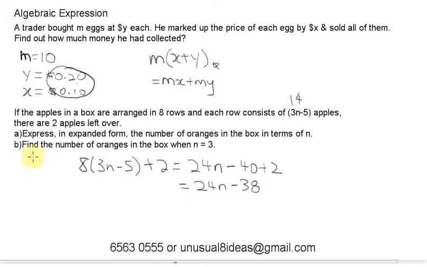For part B, find the number of oranges in the box when n is 3. Now in this case, I would think it's a lot easier if we take n as 3 here. If n would be 3, 3 times 3 is 9. 9 minus 5 is a 4. 4 times 8 is a 32. 32 plus 2 is a 34. That's the answer for part B.